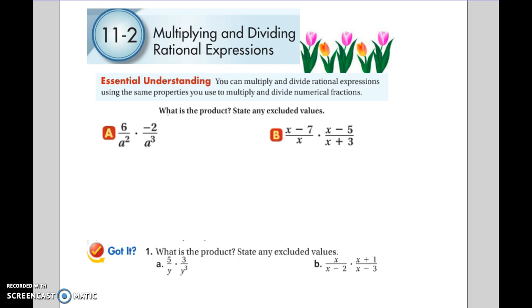Okay, so when you are multiplying and dividing rational expressions, we're still going to look for excluded values. We're still going to factor as much as we can, but now we have an operation to consider, which will be either multiplying or dividing.